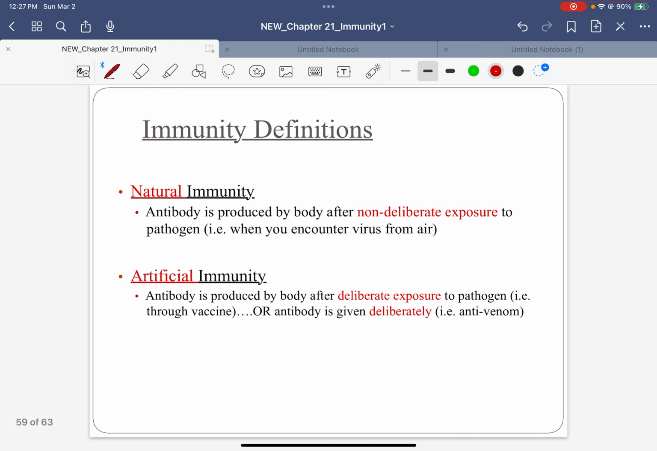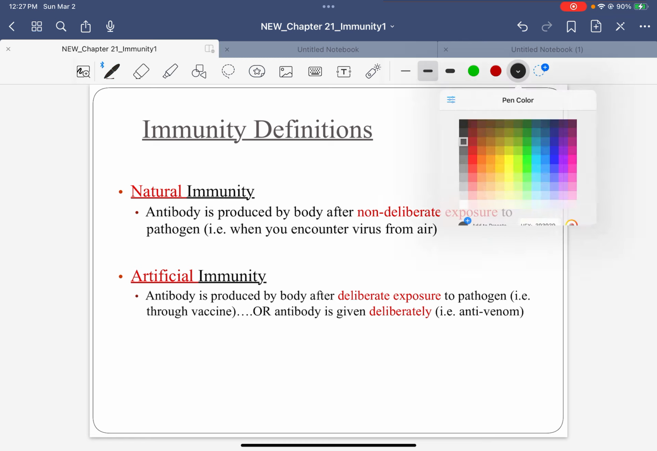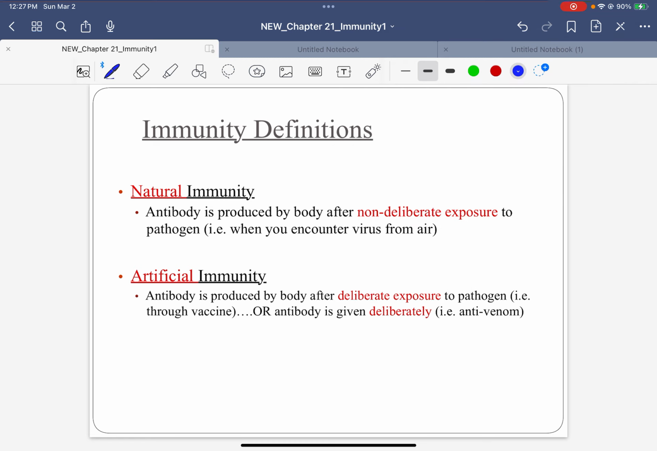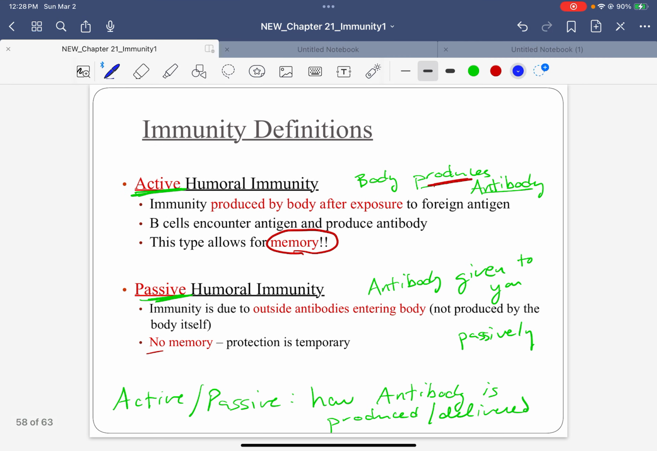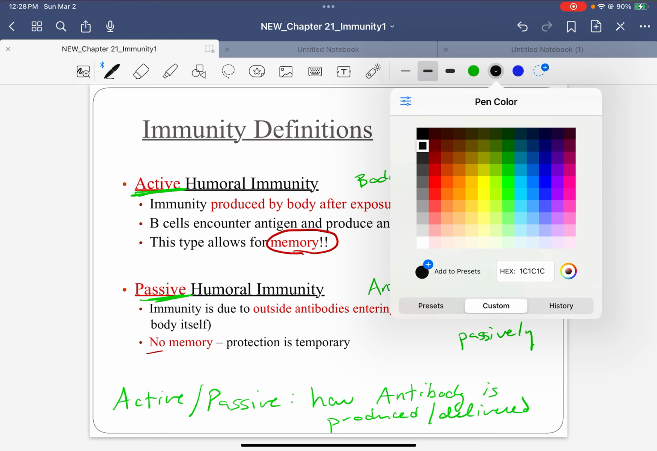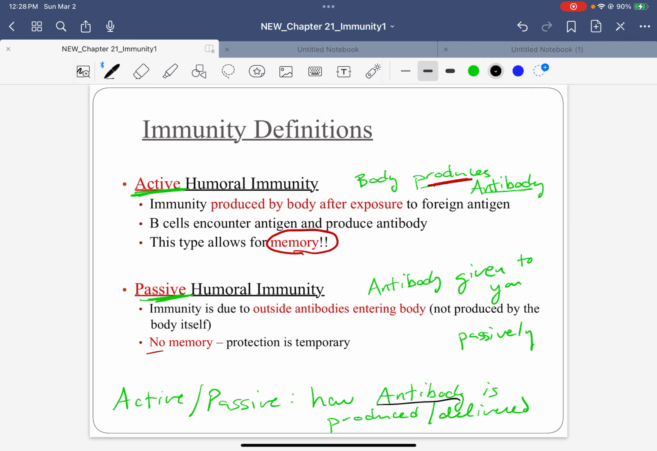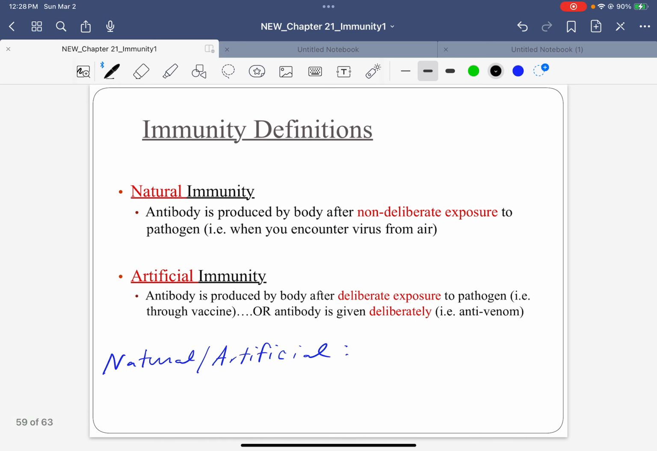Then, let's talk about natural versus artificial. I'll choose a different color. So here in natural versus artificial, we're not talking about the means of antibody production. In active versus passive, it was, let me go to black here, how the antibody is produced or delivered. But in natural versus artificial, it's about how you were exposed to the virus, for example.